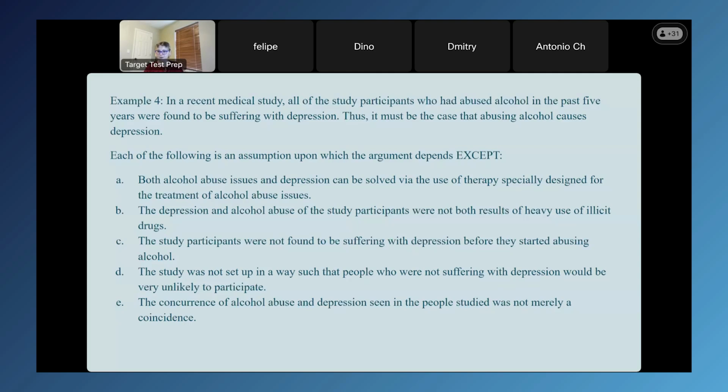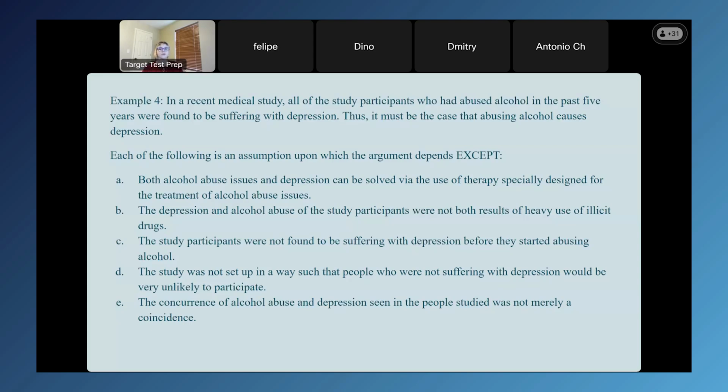Okay. Yes. We're just talking about what causes the other, and A is talking about something in the future. So A is basically saying that only people with alcohol abuse have depression, and one therapy can resolve both. Yeah, it's saying that there's this solution, but we're not really to the solution part. We're just to let's identify the cause.